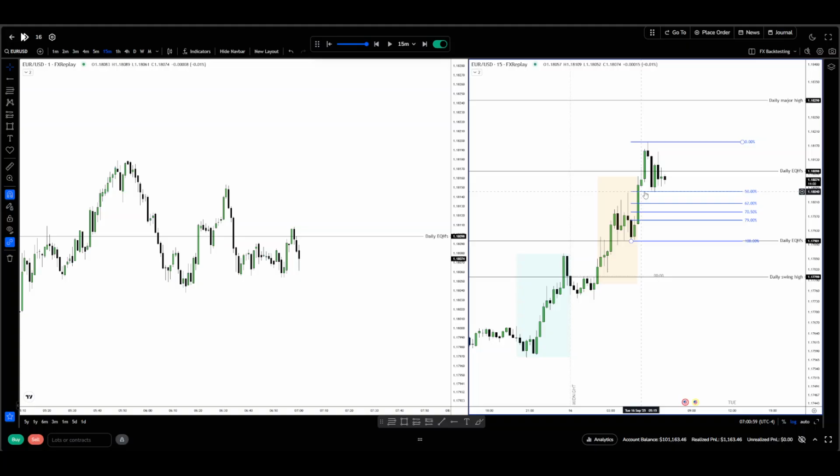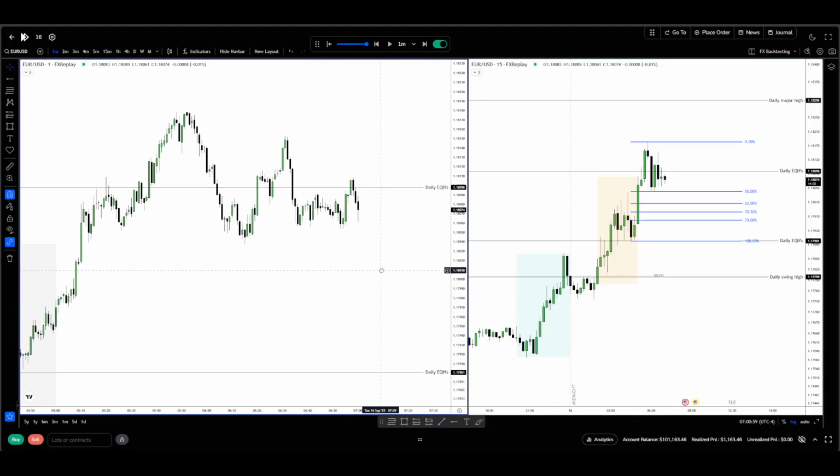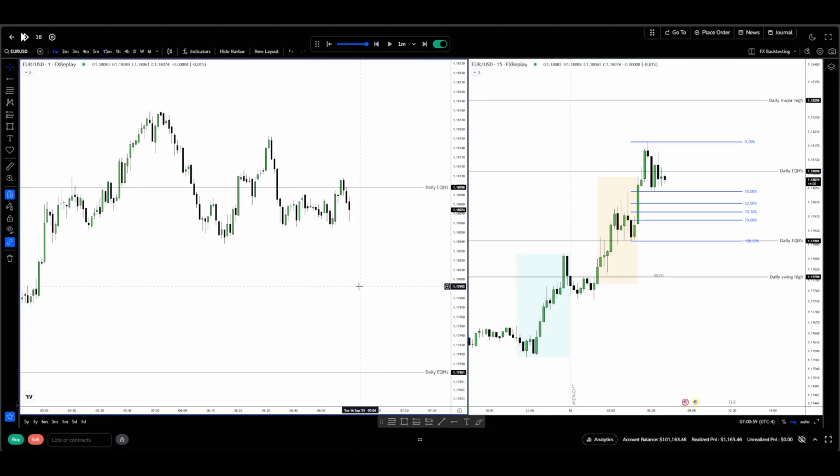Almost touching this high right there. So what do we anticipate? I anticipate a fake move, the protractionary move of New York, which should be lower to take out maybe all these equal lows, and then reverse higher to take out this high and eventually this daily major high.